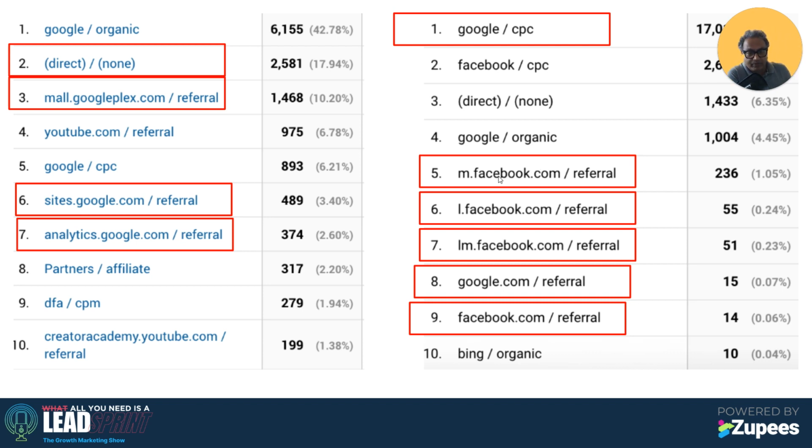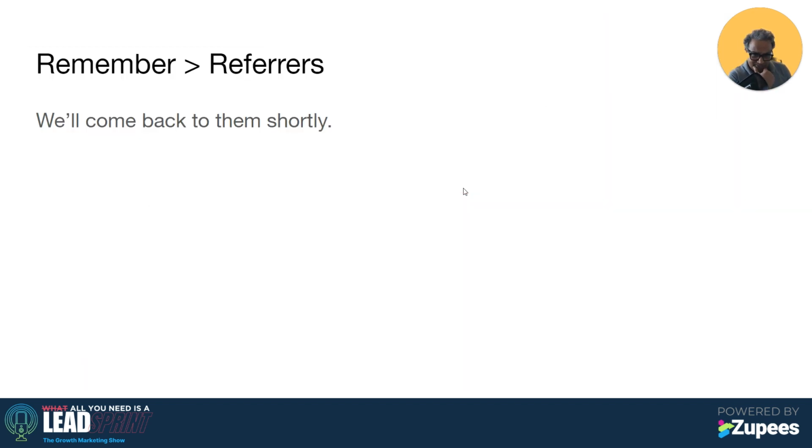Here's another example. m.facebook, l.facebook, lm.facebook. All of them probably come from the same source and probably from a paid ads account. And yet you don't see that here because you're not using the tracking. You're not tracking the data correctly. So how do you fix that?